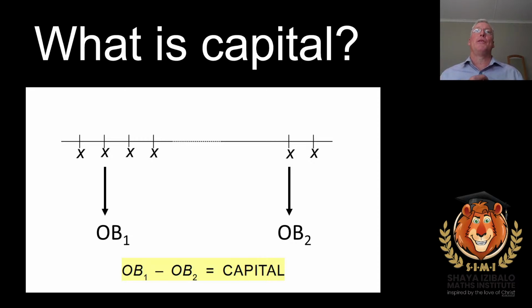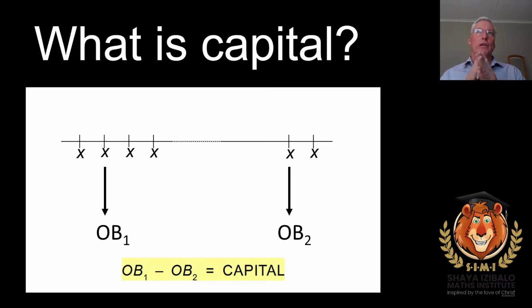I want you to think about a loan that runs its full course. When the loan starts, say 100,000 Rand is owed, and when the loan is finished, nothing is owed. So 100,000 is what we call capital.